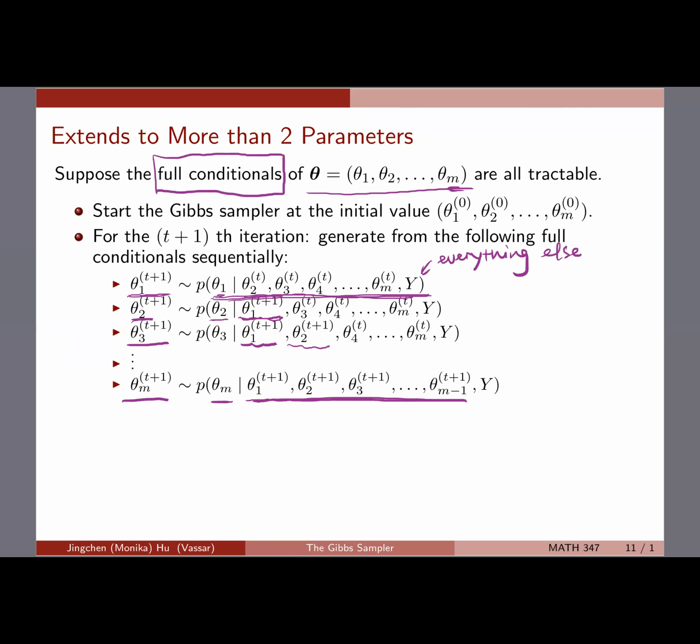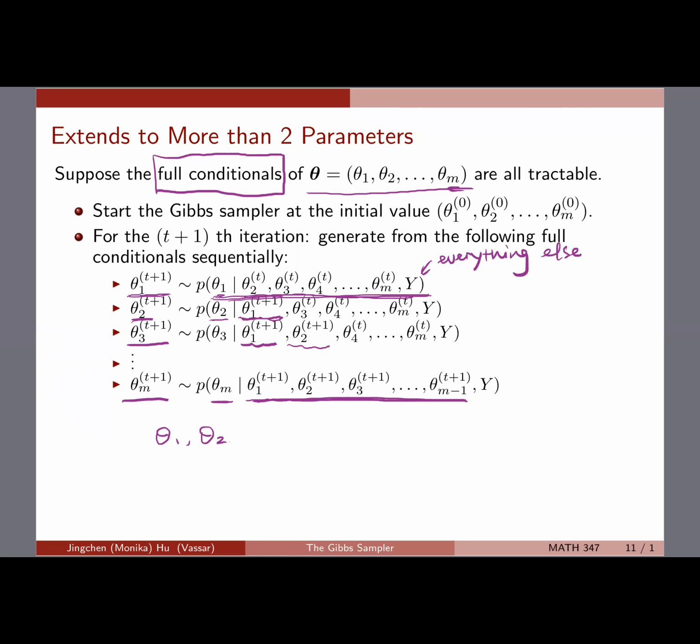Yes? So is the final product of this a bunch of parameters, or is it a collection of a bunch of parameters? Mm-hmm. Right, so let's just work on this more than two parameter case. So Katie's question is, what are the final products that we have?